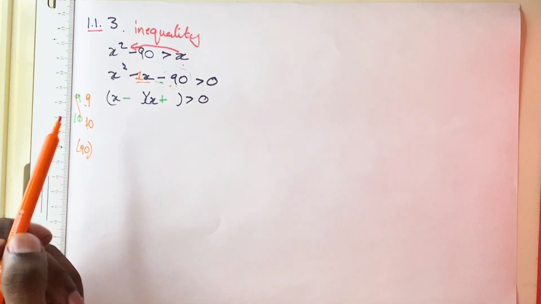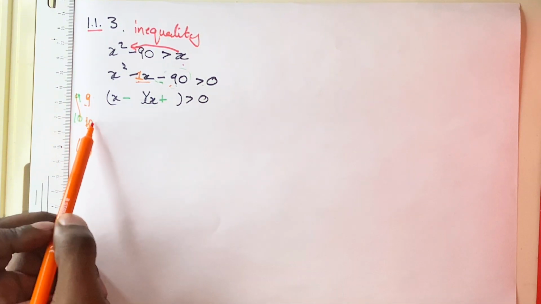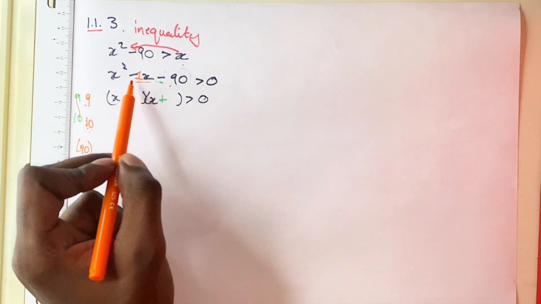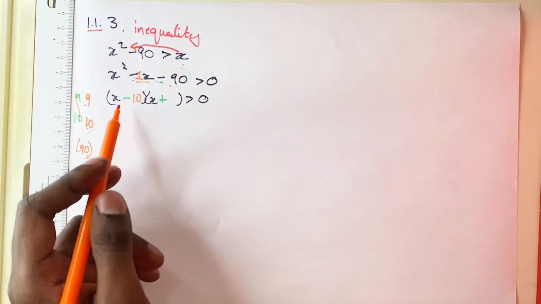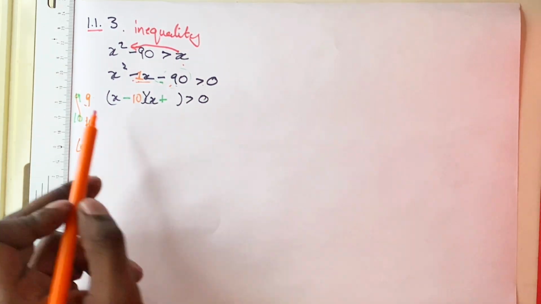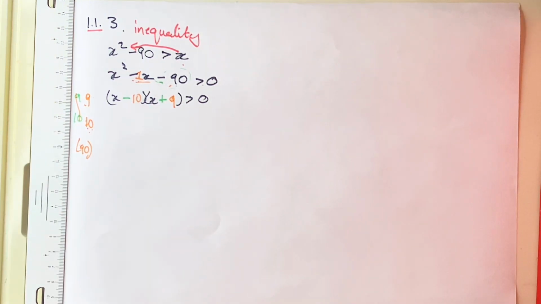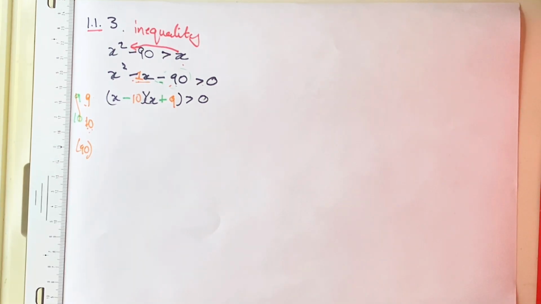Now, the larger number between these two will take the sign of the middle term. Since the middle term is negative, 10 will go into that bracket with a negative, and then 9 will go into the other bracket. And that's how you factorize. But now, we just don't want to factorize. We want to solve for x.